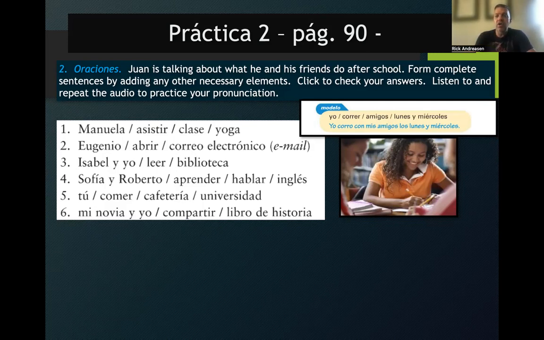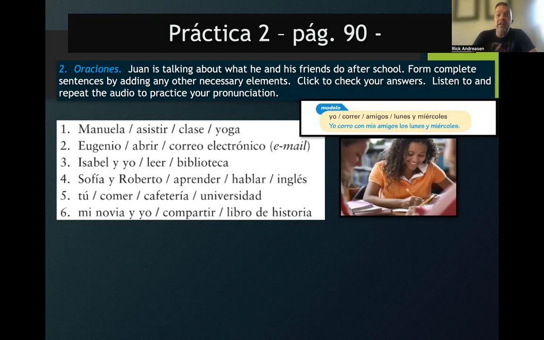So the modelo, yo correr, amigos, lunes y miércoles. So a correct sentence would be yo corro con mis amigos los lunes y miércoles. I run with my friends on Mondays and Wednesdays. So you have to conjugate that verb that's the infinitive form. You have to add the conjunction con. The possessive article is mis. You have to add the articles los, right, to make that sentence make sense, but you use all of the elements that are in the sentence.